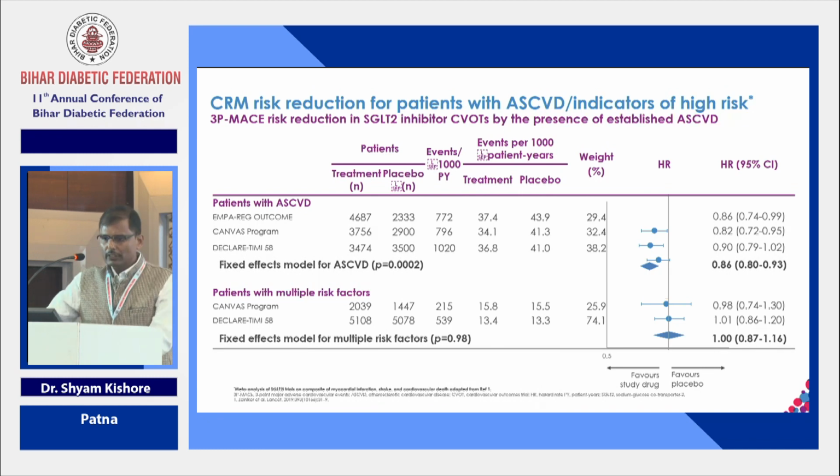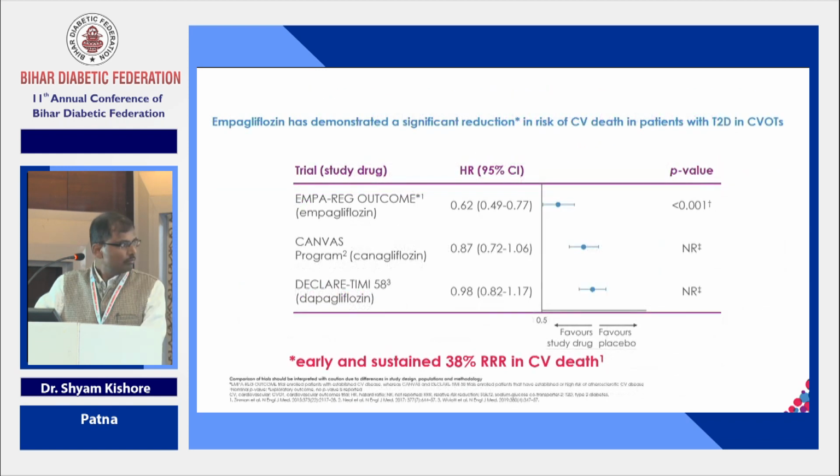On cardiorenal metabolic risk reduction, all these studies, EMPA-REG, CANVAS program, and DECLARE-TIMI, have established that these drugs have CV benefits. In EMPA-REG, CANVAS and DECLARE-TIMI, early and sustained HbA1c reduction was seen, and a 38% relative risk reduction was seen with empagliflozin.